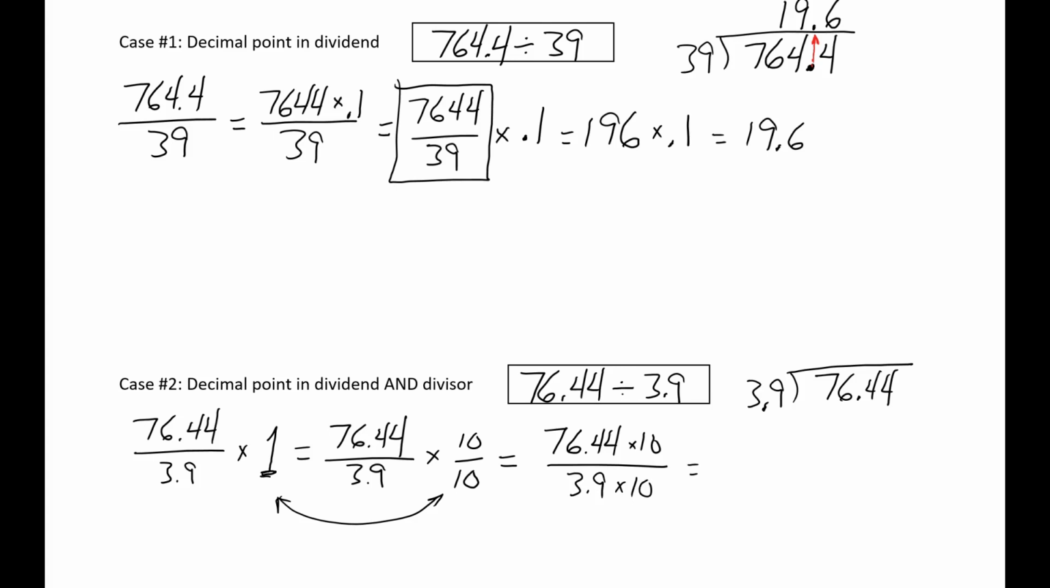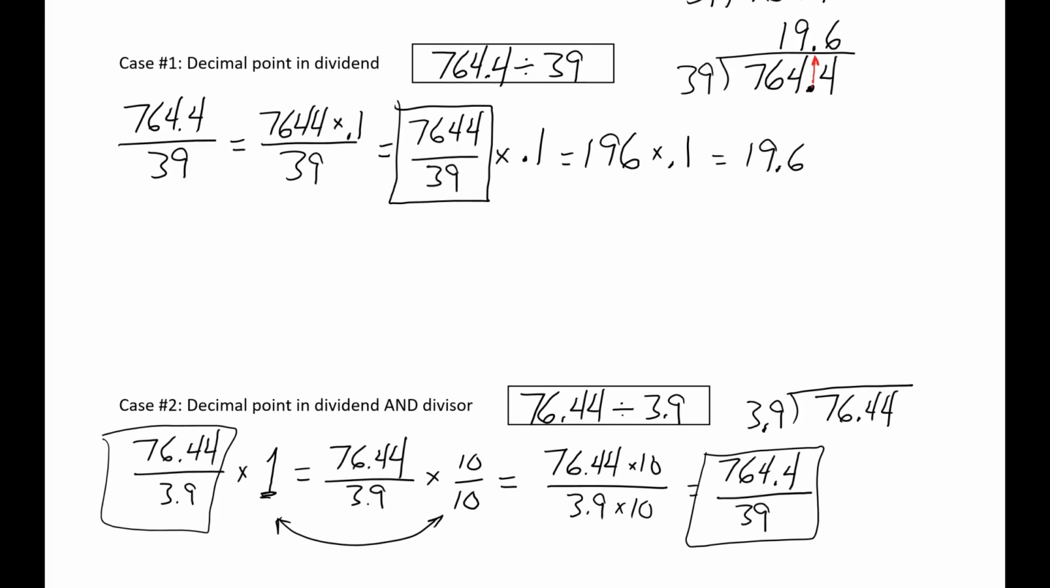And now, since I'm multiplying numbers times powers of 10, all I need to do is move my decimal point. So 76.44 times 10 would just be 764.4. 3.9 times 10 is 39. Well, I already know what the value of 764.4 divided by 39 is, because this is the exact same problem that I did up here in case 1. In other words, I already know that the quotient is going to be 19.6.